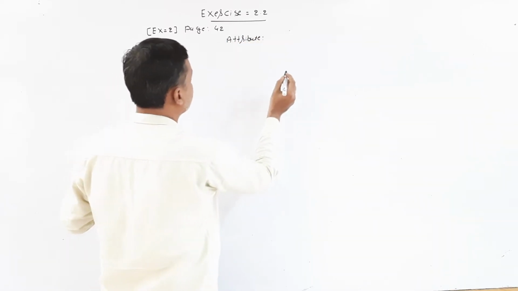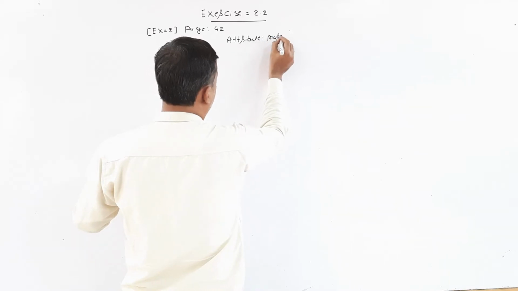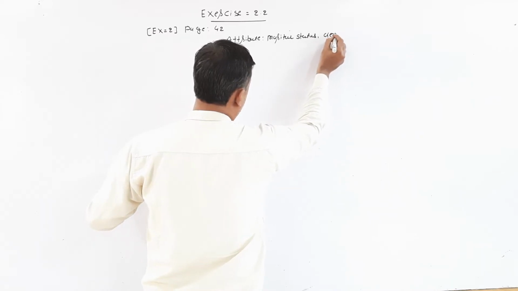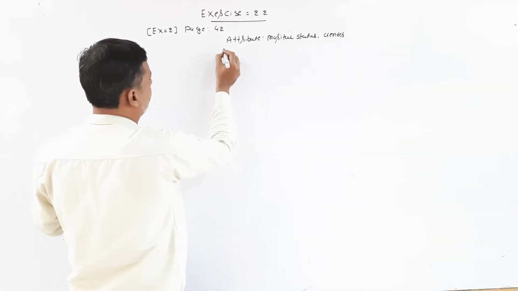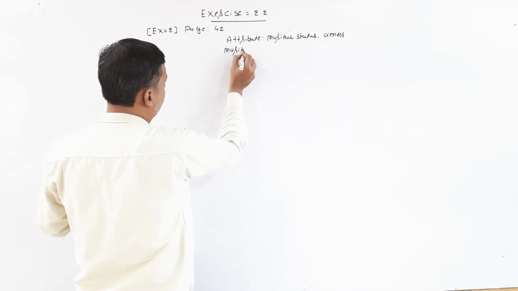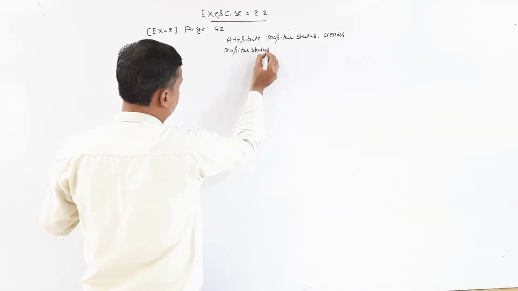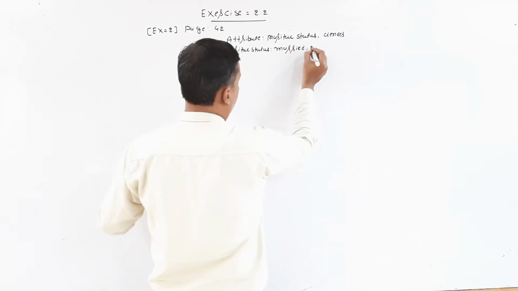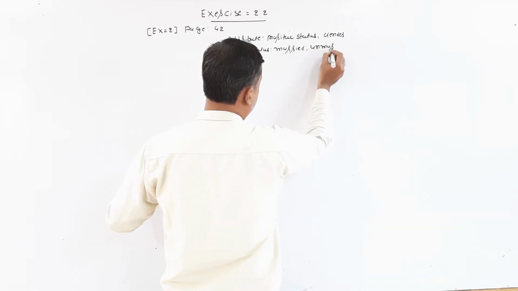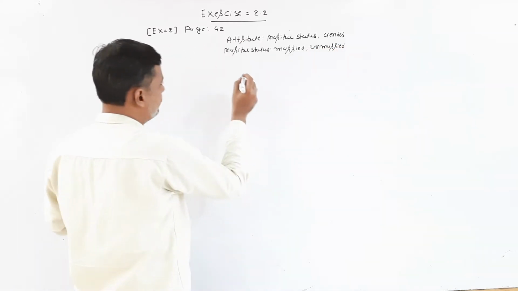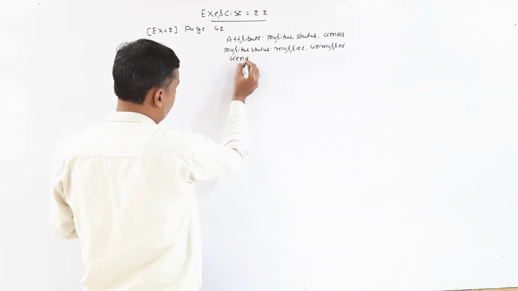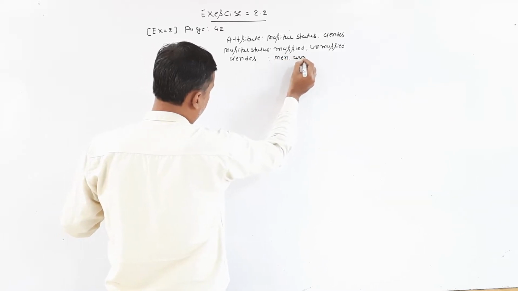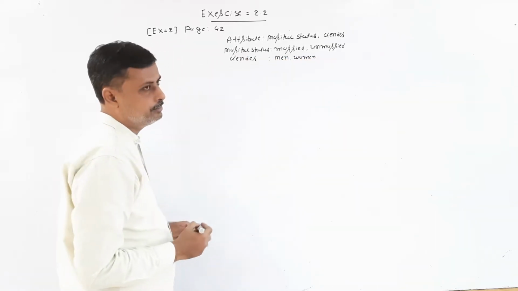So attributes. One is marital status and second is gender. In marital status, we have two pieces of information, married and unmarried, and second, gender wise information, men and women.